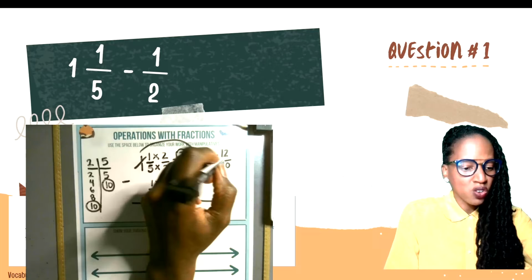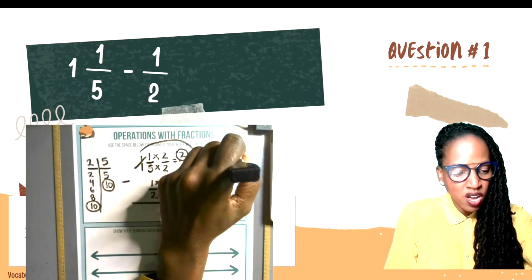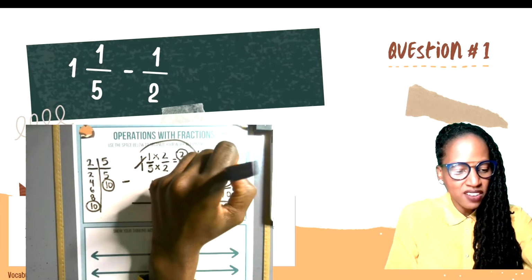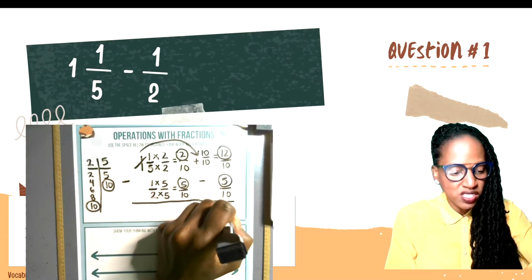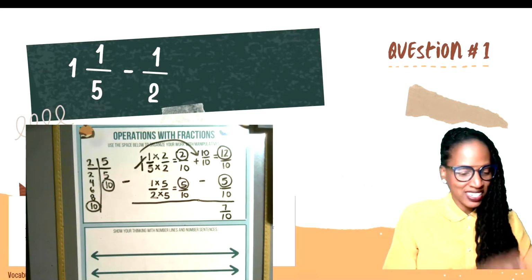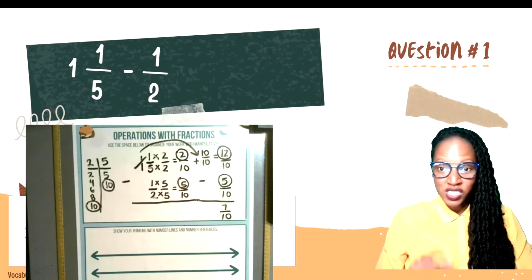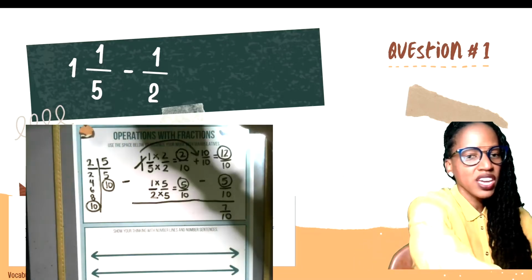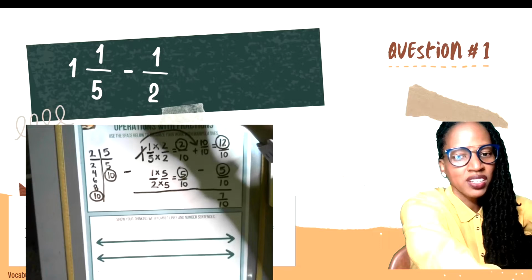Okay, so now I can subtract. I have 12 tenths minus 5 tenths. 12 minus 5 gives me 7 tenths remaining. Okay, fantastic. Easy peasy, lemon squeezy. Worked out so far. So now let's relate this idea to the number line quickly.